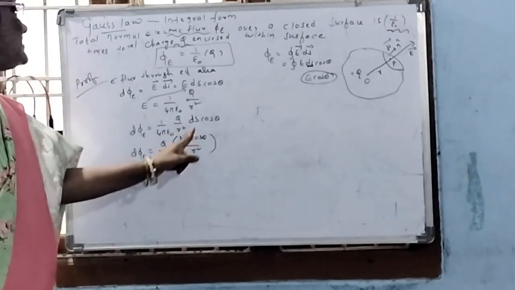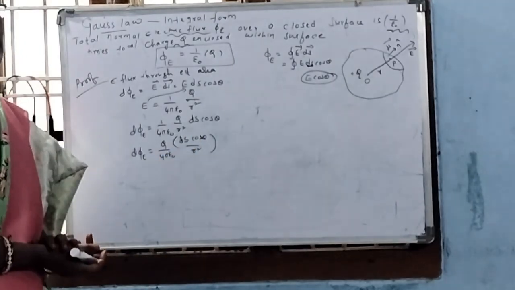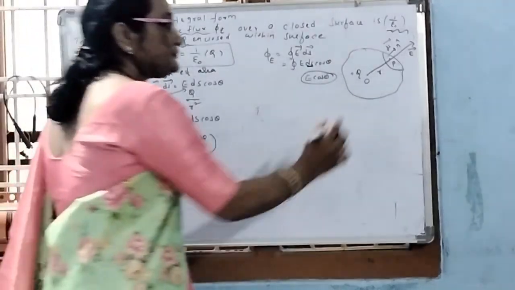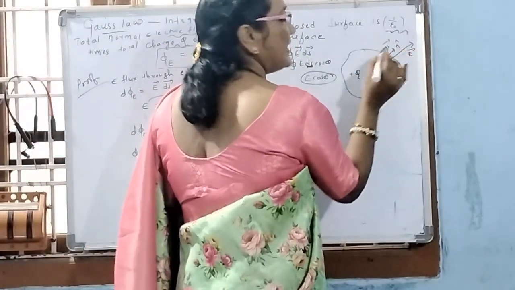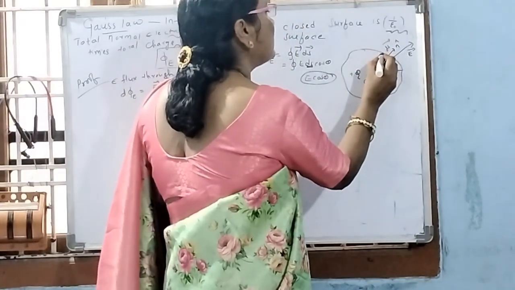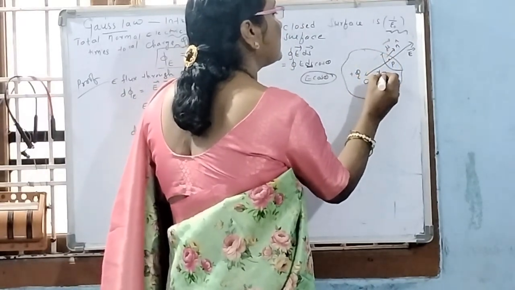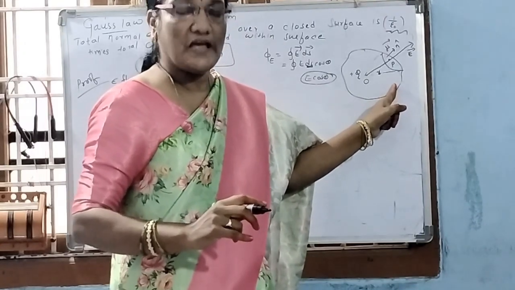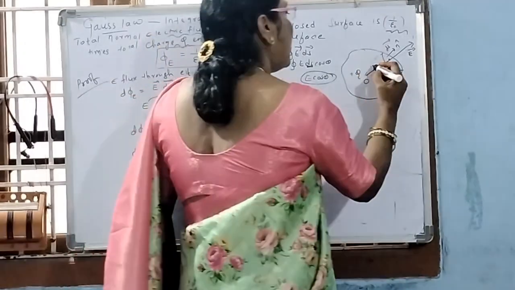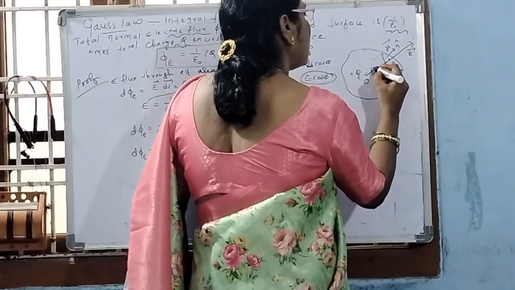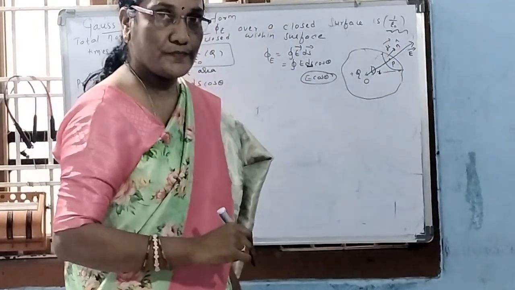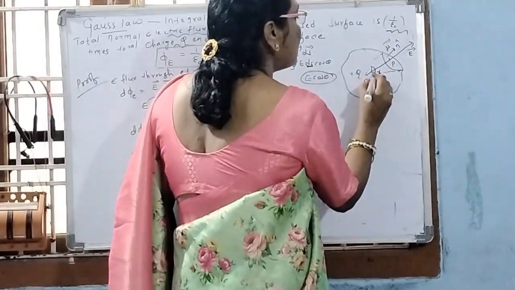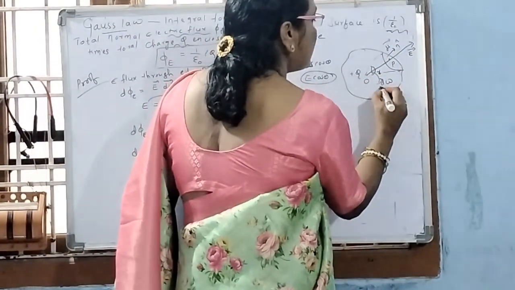Now what is this ds cos theta by r square? This elemental area will subtend an angle at point O. That angle we call the solid angle.